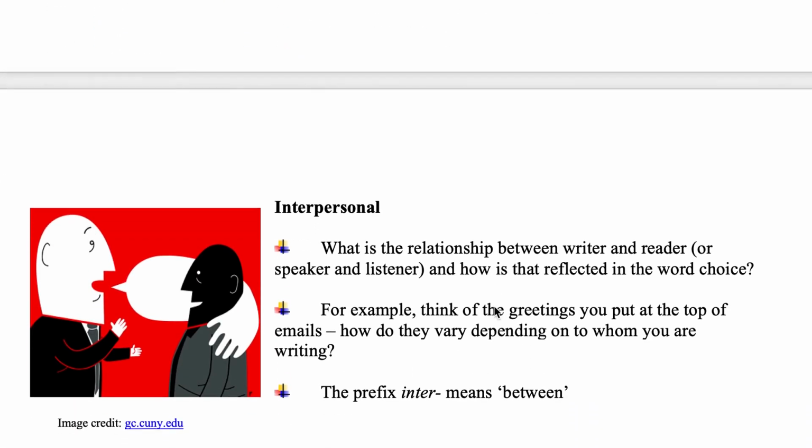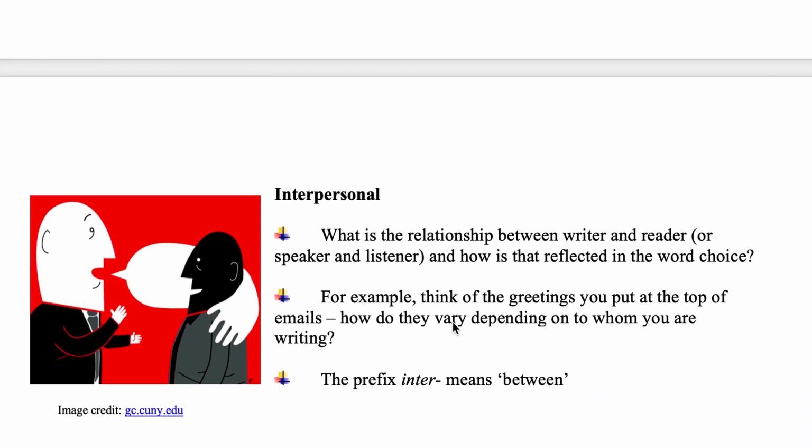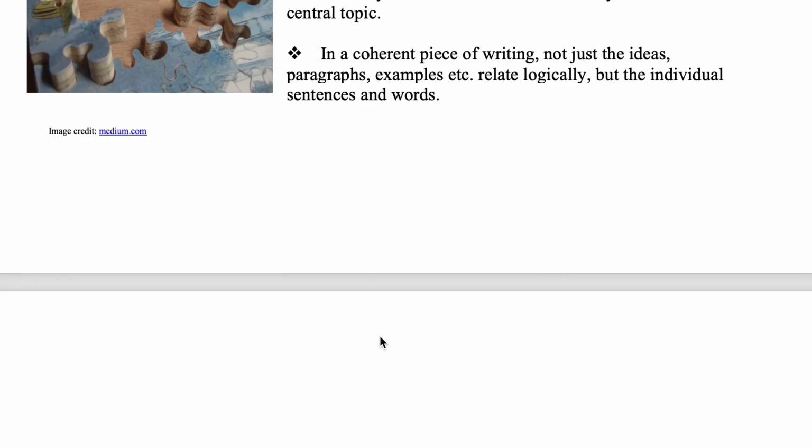There's one other type of cohesion that we'll focus on in another instructional module. That's interpersonal. What's the relationship between writer and reader, or speaker and listener, and how is that reflected in the word choice? A good example of this is the greeting you put at the top of an email. Dear, or to whom it may concern, feels very different than dear, or even just hi or hey. Prefix inter meaning between.